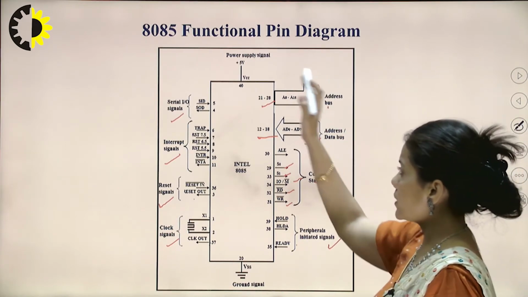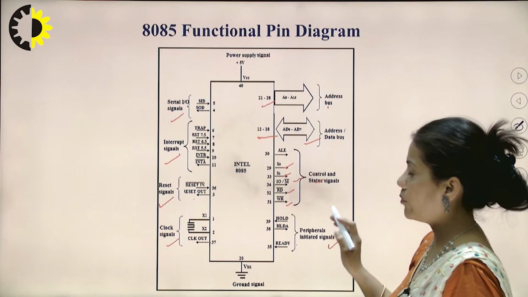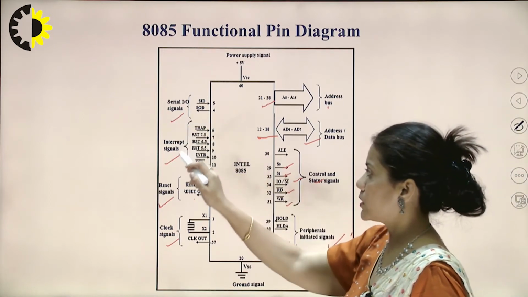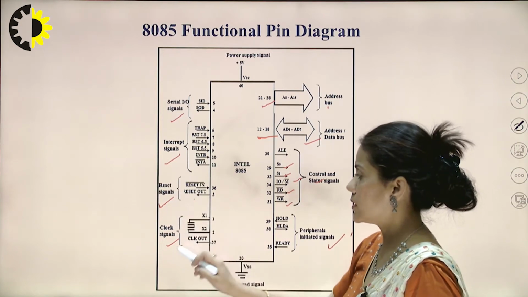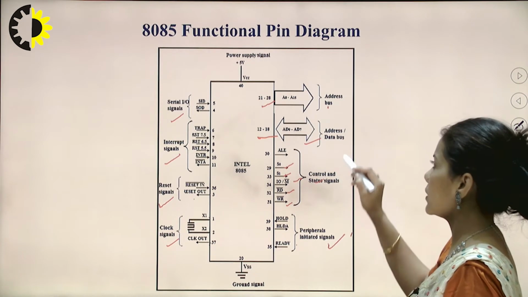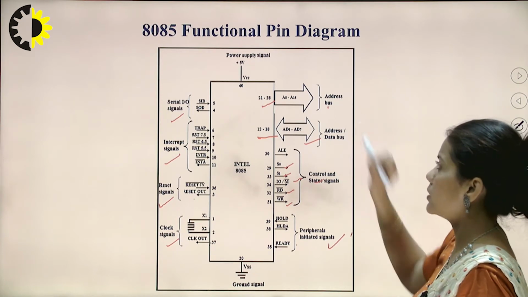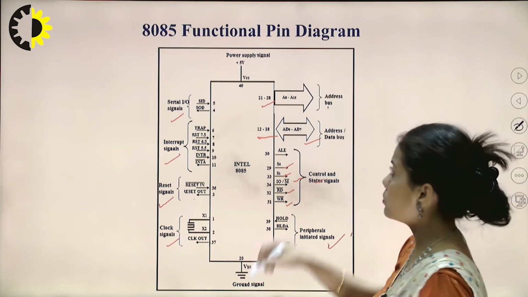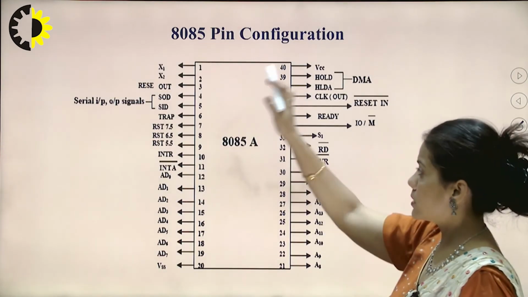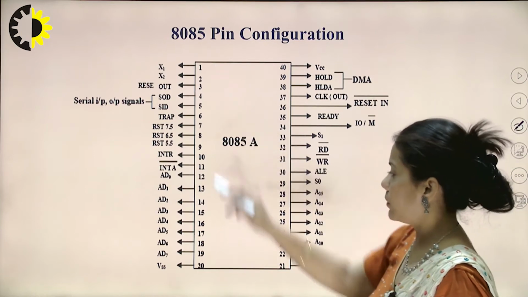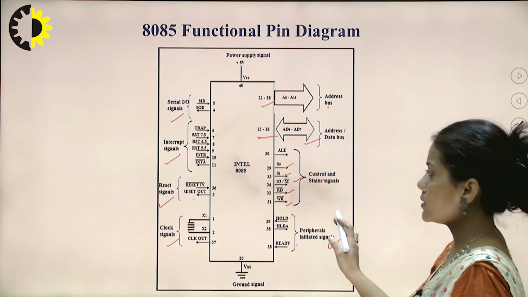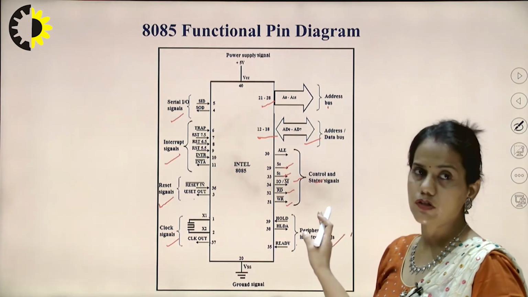So we can visualize all these signals as they have been categorized into the types, like serial input output signals, interrupt signals, reset signals, clock signals, peripheral initiated signals, control and status signals, address or data bus, and this is the address bus. And these two are under the power supply signals. So this is the pin diagram ranging from pin number 1 to pin number 40, and all these pins have been organized according to their functionalities.